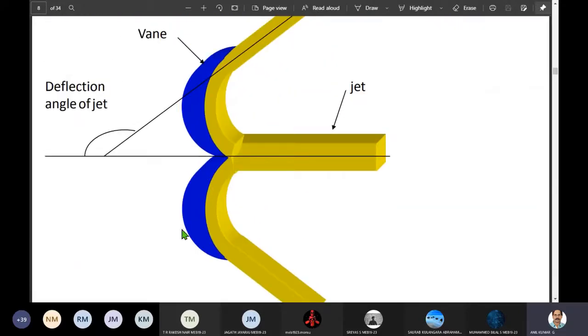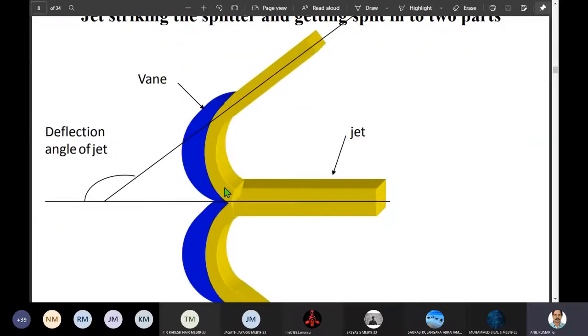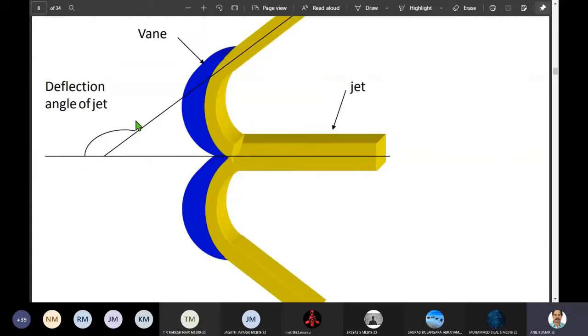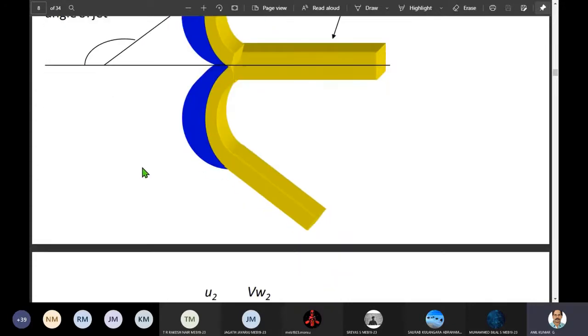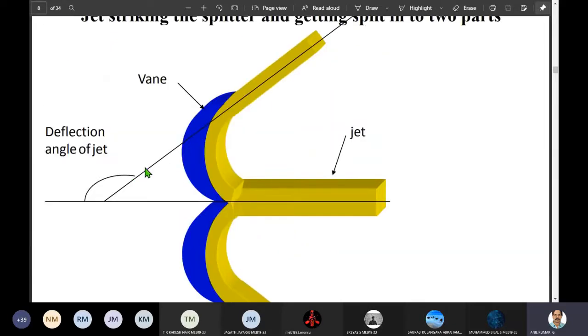This is a section of the hemispherical vane, and we will use this later for drawing the velocity triangle. So the vane is shown over here, and the jet has an angle of deflection. Normally we say 180 minus theta, as shown over here. If it is a perfect hemisphere, the angle of deflection will be 180, and here it will be slightly less. And why it is so, we will explain.